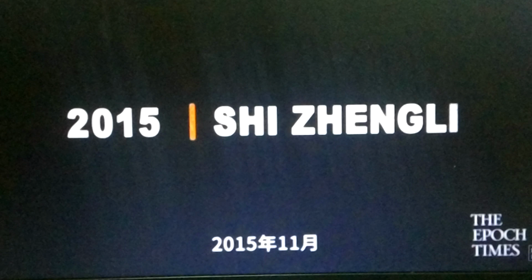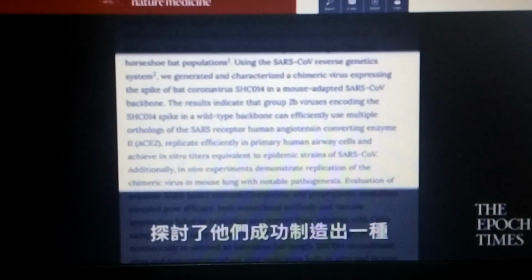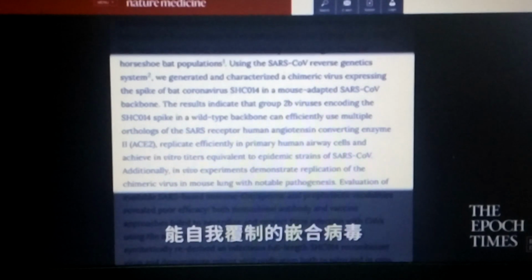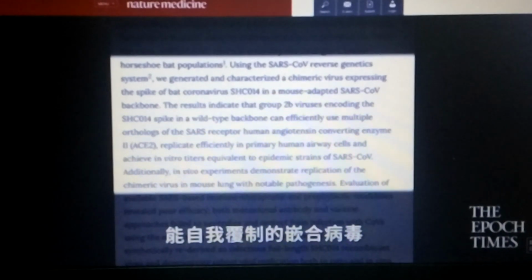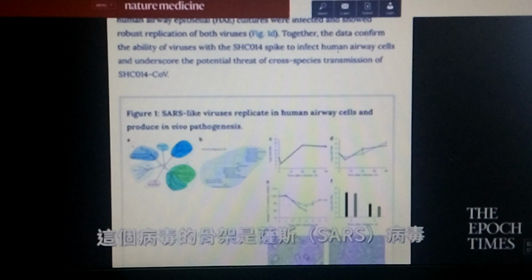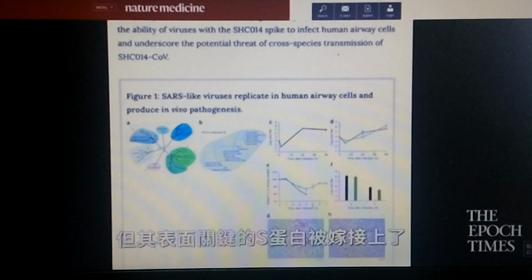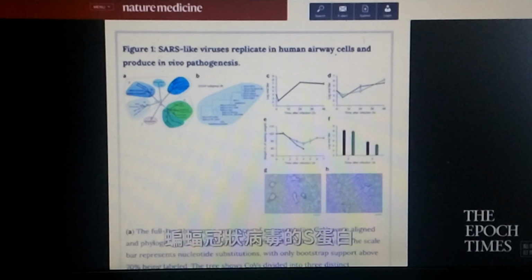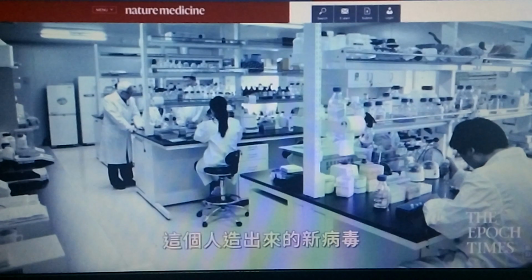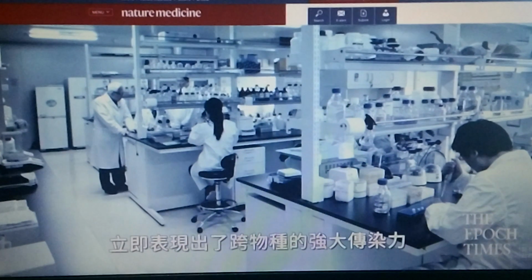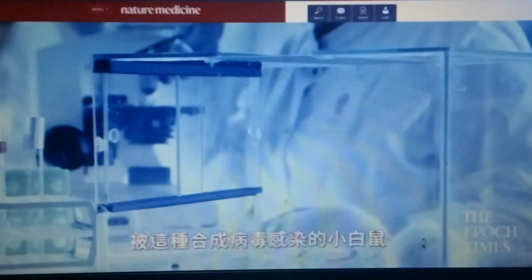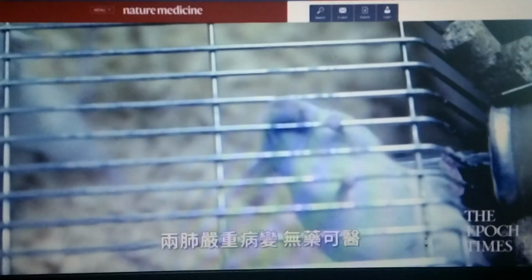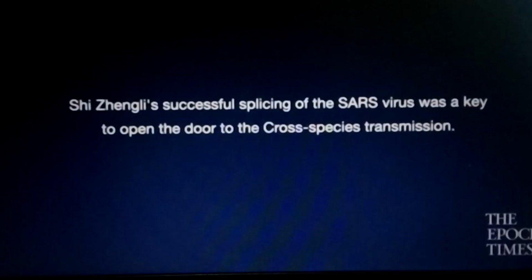Then, in November 2015, she and her team at the Wuhan lab once again published a paper, this time in the British journal Nature Medicine. They discussed the creation of a synthetic virus, a self-replicating chimeric virus. This virus had the SARS virus as the framework, with the key S protein replaced by the one they had found in a bat coronavirus she mentioned in her 2013 paper. This new virus demonstrated a powerful ability for cross-species infection. The mice infected with this synthetic virus revealed severe lung damage with no cure.